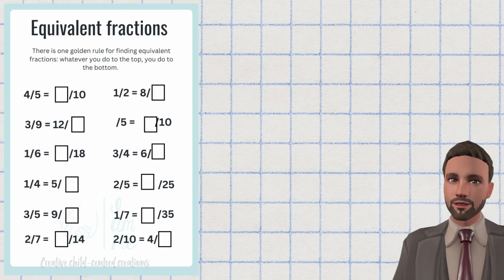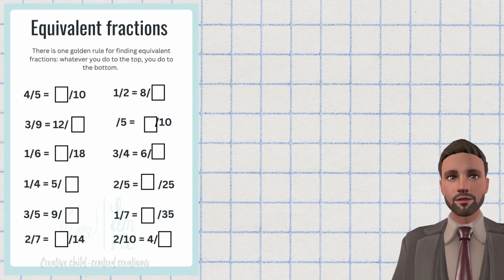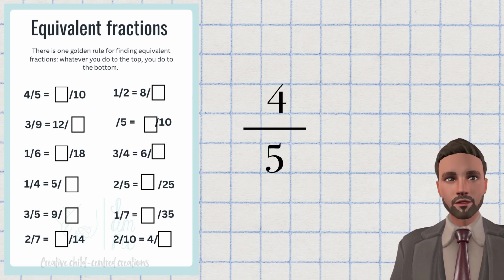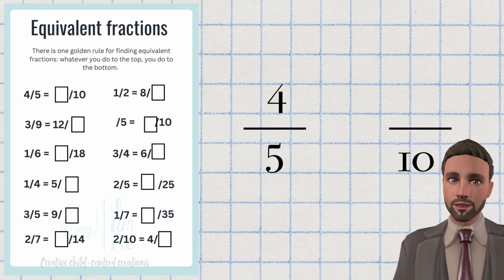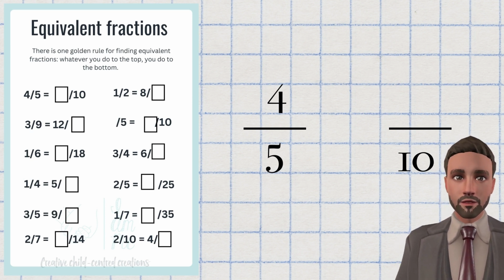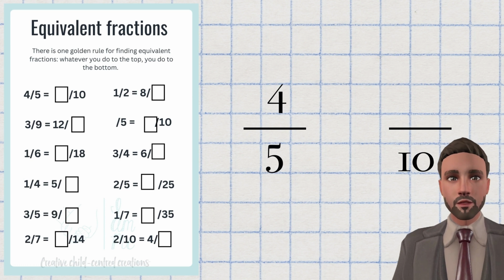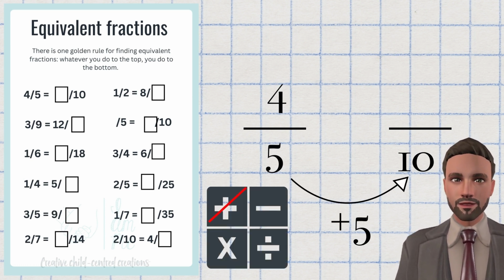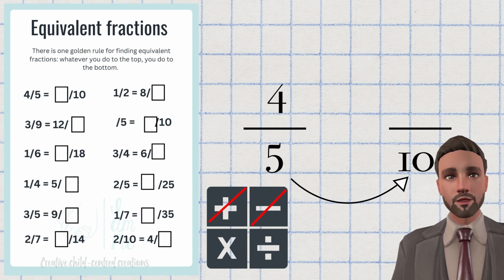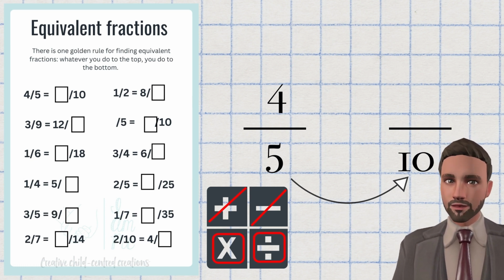Let's take a look what that actually means. Here we have the fraction 4/5. It's been converted into a fraction with a denominator over 10. We need to see what's happened to the bottom, so we can do the same to the top. We could say the bottom's added 5, but we don't use addition or subtraction. We only use multiplication or division.